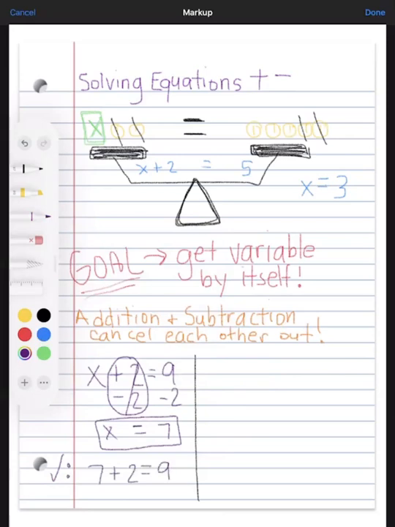Okay, let's try another one. I'm going to use a different variable this time. So I'm going to say n, and we're going to do subtraction. So n minus 3 equals, and we're going to do a negative this time because sometimes you're going to see negatives. So n minus 3 equals negative 1. Okay, so this is a subtraction equation, and so we're going to use addition this time. You always want to use the inverse operation. So what cancels out minus 3 is plus 3. And remember that if we do that to one side, we have to do the same thing to the other side. So the minus 3 and the plus 3 are going to cancel each other out, leaving just n.